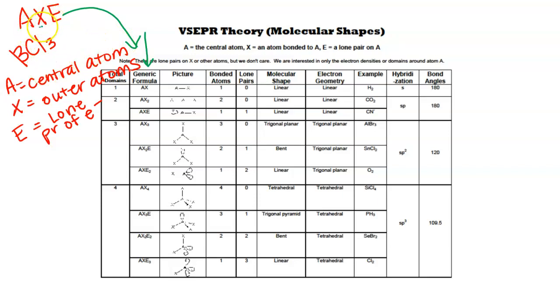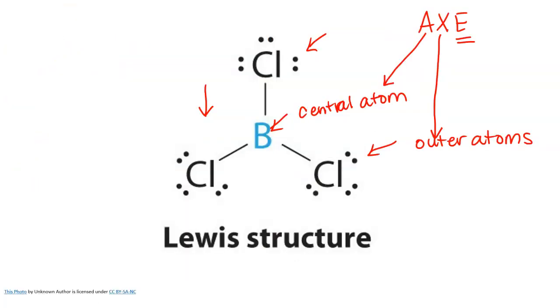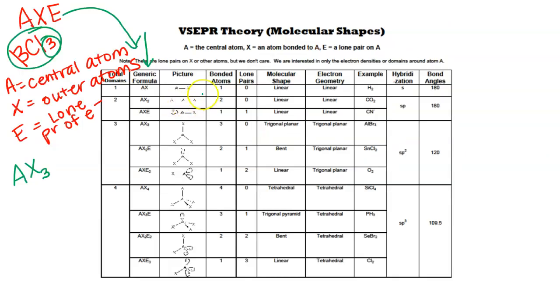So if we're looking at this particular one right here, what is our AXE notation? Well, your A is your central atom. You'll always have just one A. And then you have your outer atoms, which is your X. And we have, in this particular problem, 3 of those. So I have an AX3. And then our E is our lone pair of electrons. Now, if we go back over here, we remember that we do not have any lone pair of electrons on this particular structure. So what we're looking for is an AX3 notation.